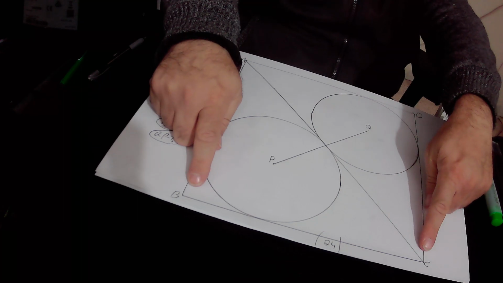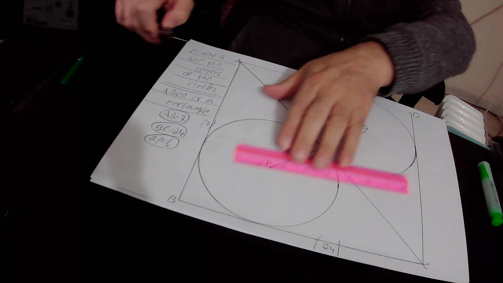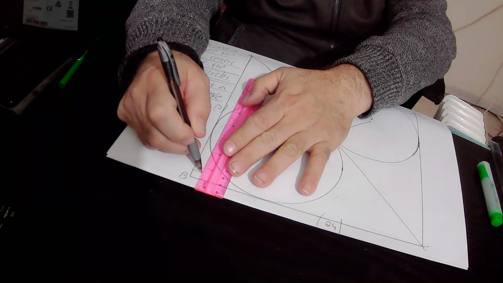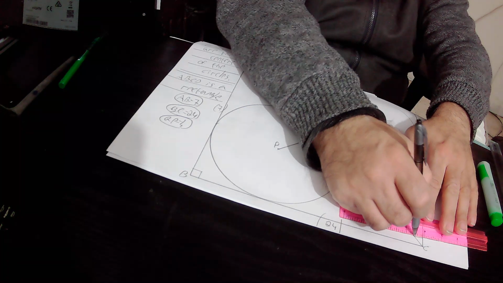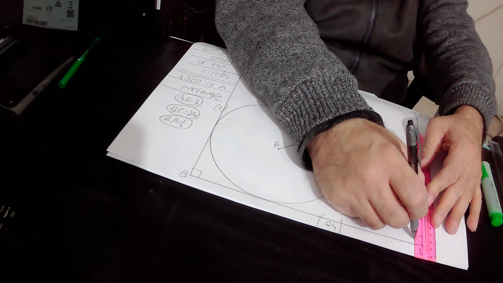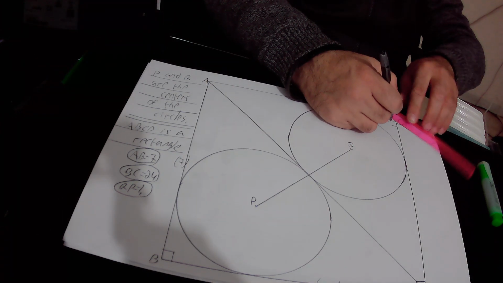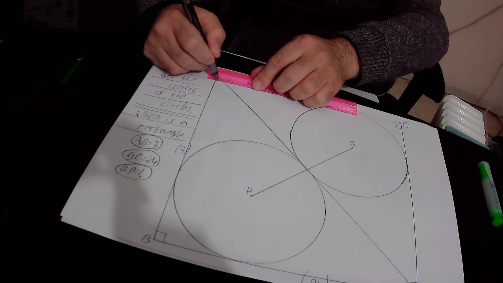are all right angles. So, I'll write it down. This angle equals 90 degrees. This angle also equals 90 degrees. This angle equals 90 degrees. And finally, this angle also equals 90 degrees in size.